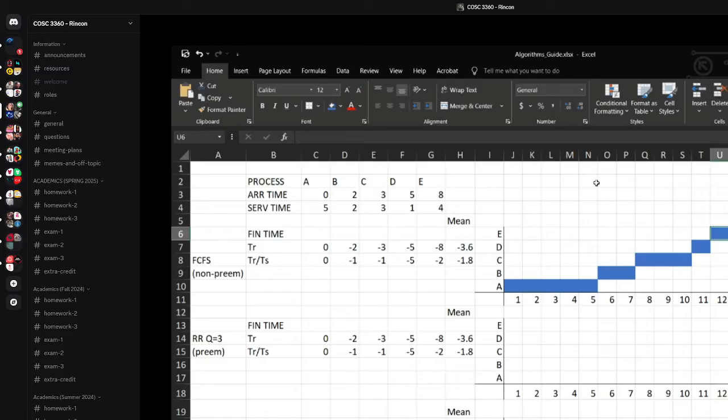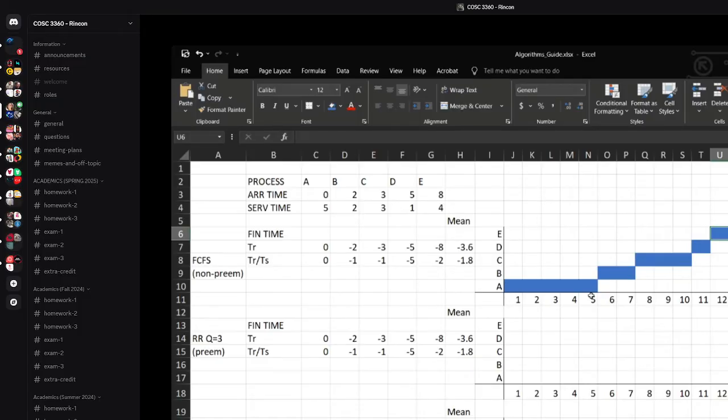So first come, first serve, super simple. Everybody just lines up, and whoever needs to arrive first arrives first, and whoever needs to be served first is served first. That's literally it. Okay, so the finish time just indicates which time the process actually finishes.